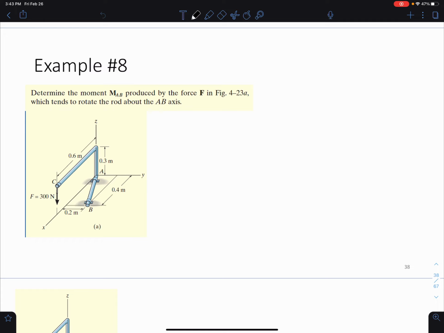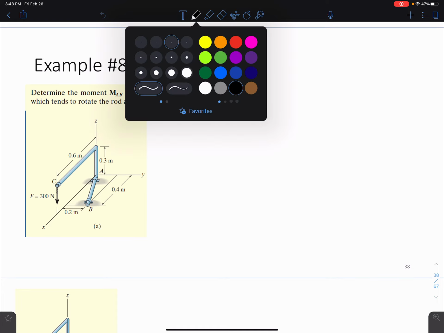MAB that is produced by the force, which is the 300 Newton force pulling down at point C, which tends to rotate the rod about the AB axis. And the AB axis is part of that pipe system as shown here. So the first thing we're going to do here is, I've mentioned this before, but whenever we have a 3D system, I prefer to do vector analysis.